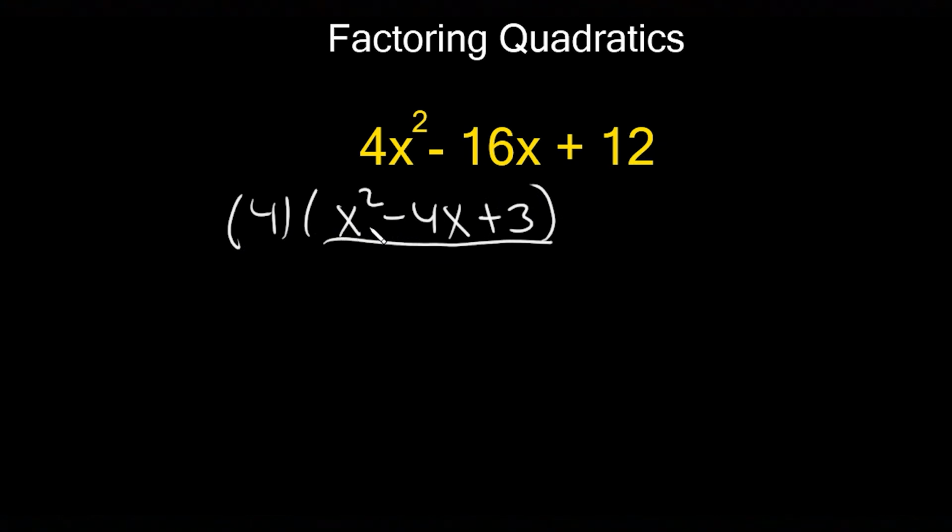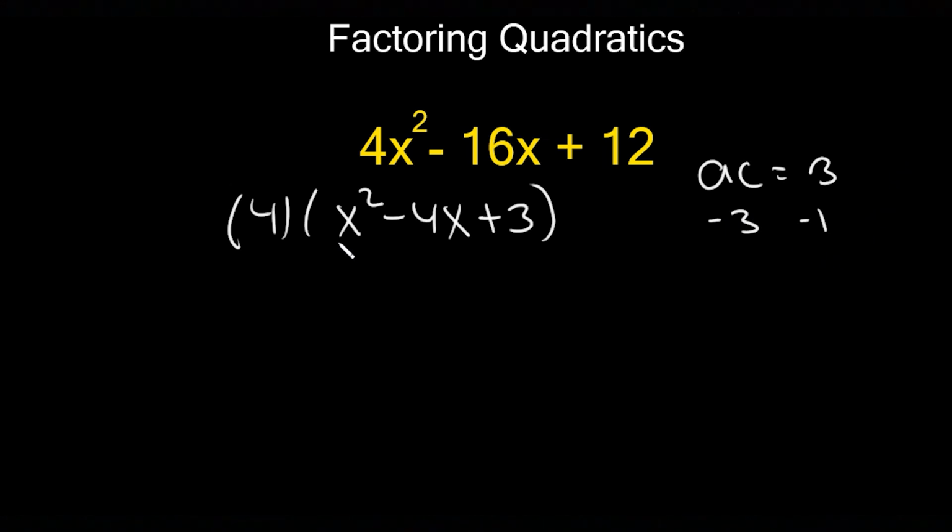So if I do a times c, what do I get? A times c is 1 times 3, I get 3. I need two numbers that multiply to give me 3, but add up to negative 4. That's going to be negative 3 and negative 1, right? When I multiply them, positive 3. When I add them, negative 4.